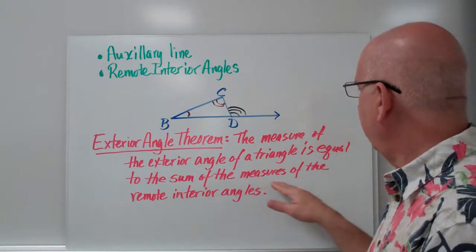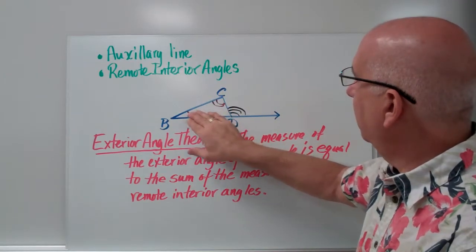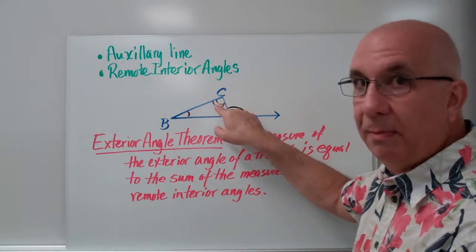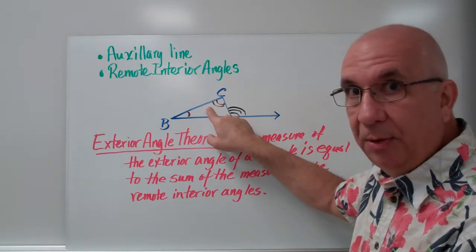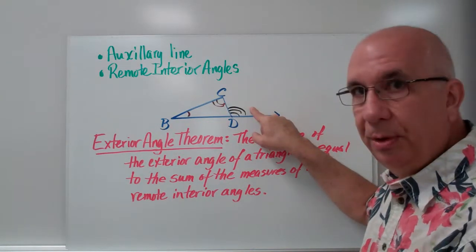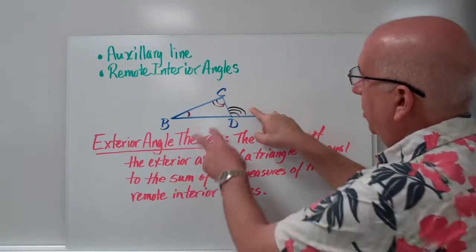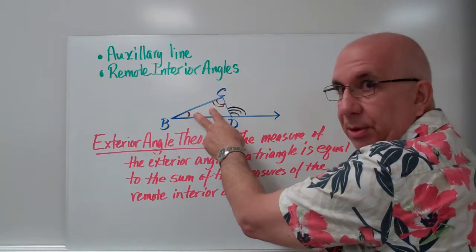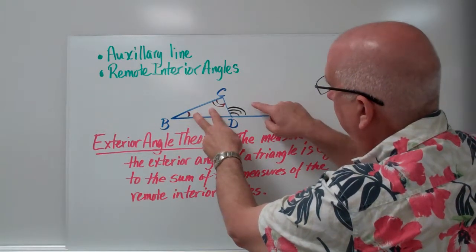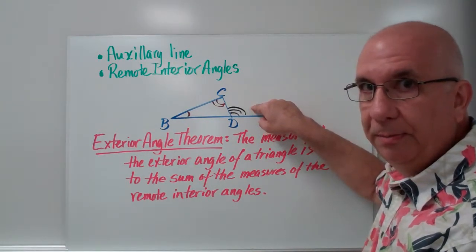Well, the sum of the measures of the remote interior angles. These are our remote interior angles. Sum means add them together. When you add them together, that will equal the measure of this exterior angle. So the sum of the measures of the remote interior angles is equal to the measure of the exterior angle.